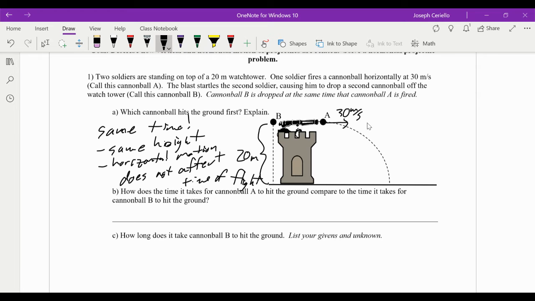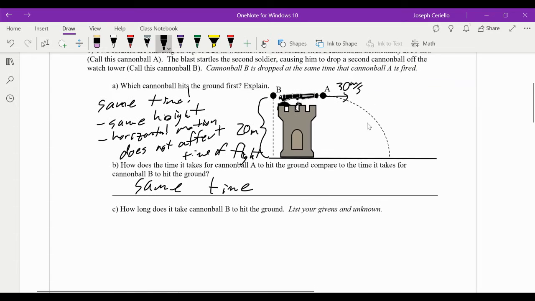So how does the time it takes cannonball A to hit the ground compare to the time it takes for cannonball B to hit the ground? Same time. A little bit redundant, but I just want to emphasize that they are the same amount of time. So if one of them takes 2 seconds, the other takes 2 seconds. So how long does it take cannonball B to hit the ground?